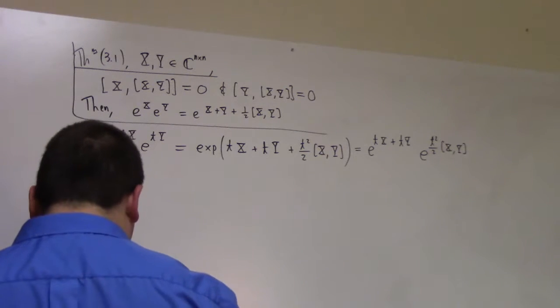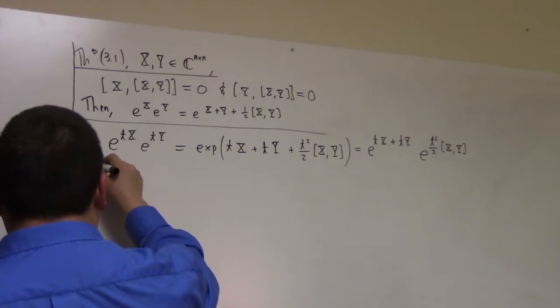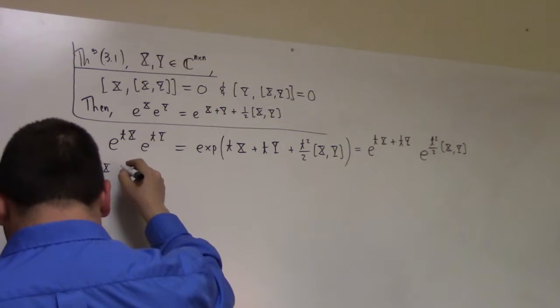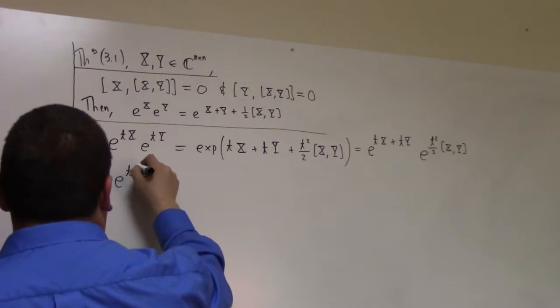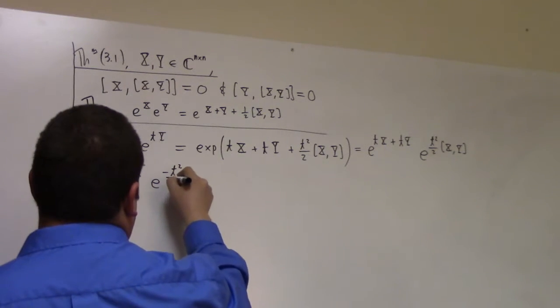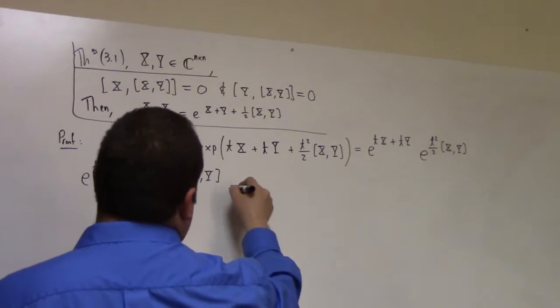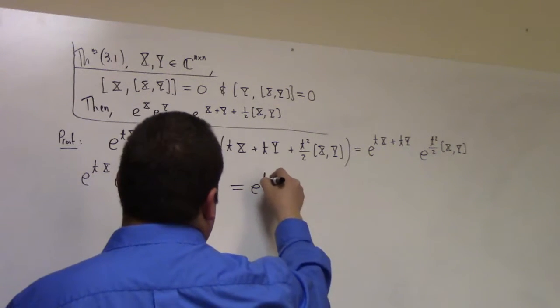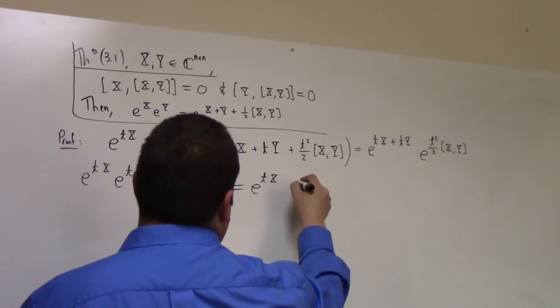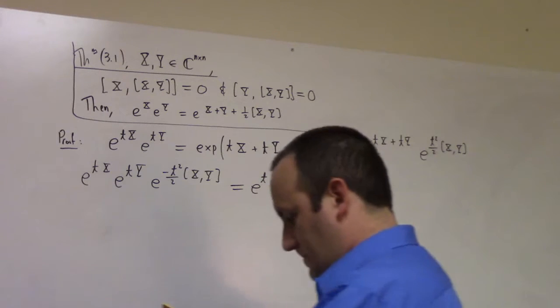So I bring it to the other side, and I find the equivalent identity, e to the tX, e to the tY, e to the minus t squared over 2, commutator of X, Y, equals e to the tX plus tY. All right.